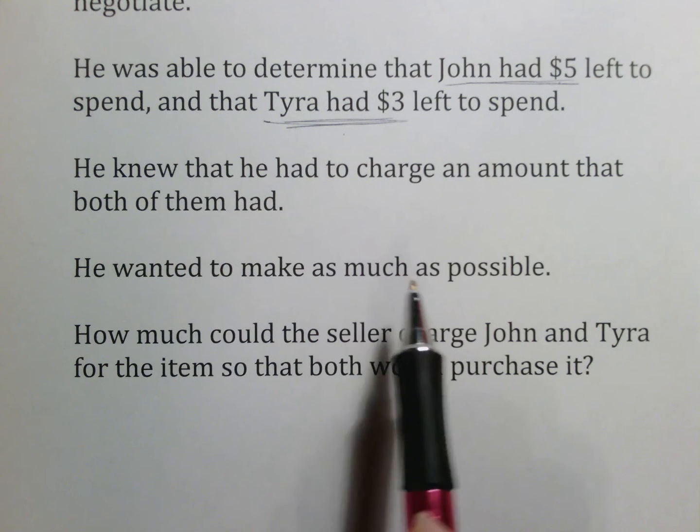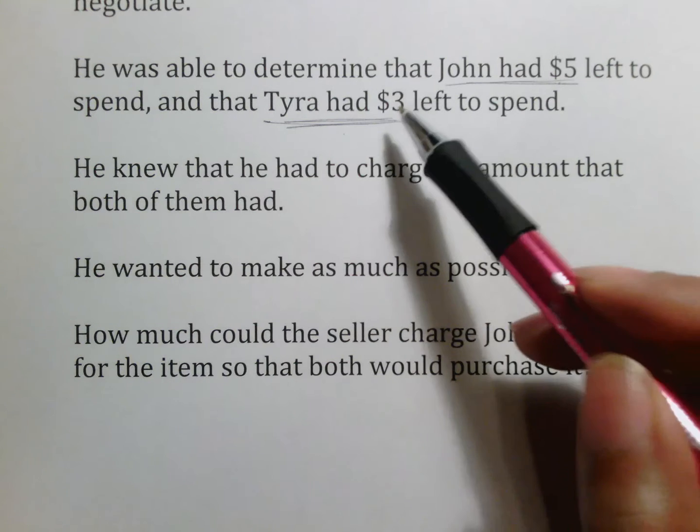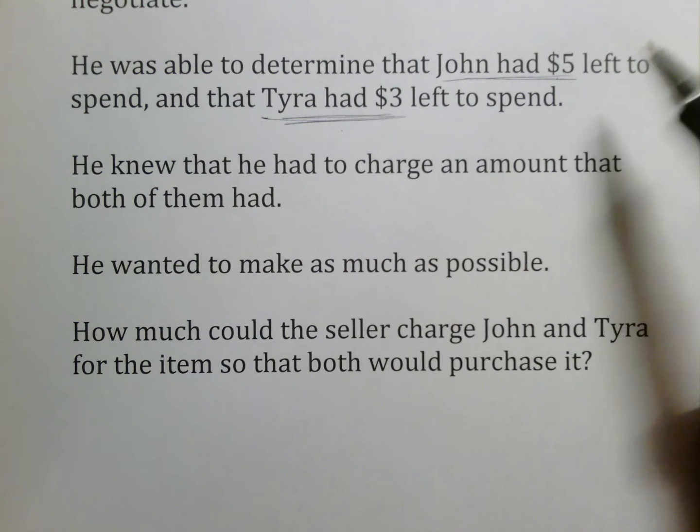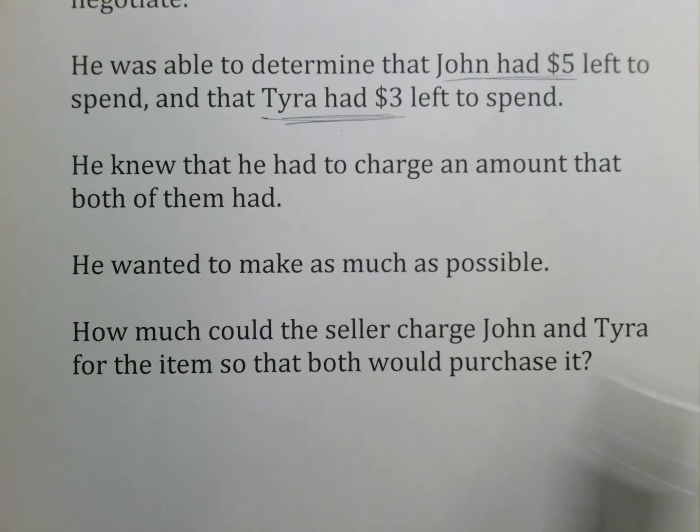For example, if he charged them both $1, both of them could buy it, but he could also charge them $2 and both of them could buy it. But even so much more, he could say, well, who has the least, and find out that Tyra has the least and just charge whatever Tyra has.